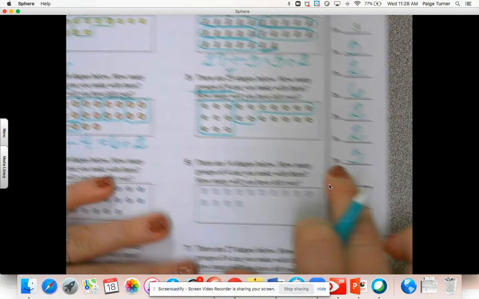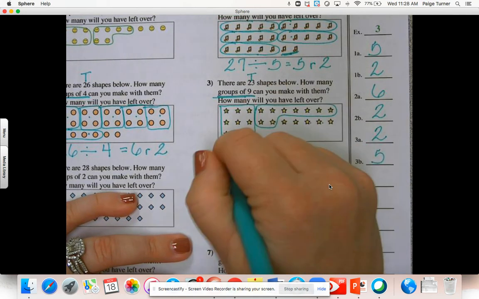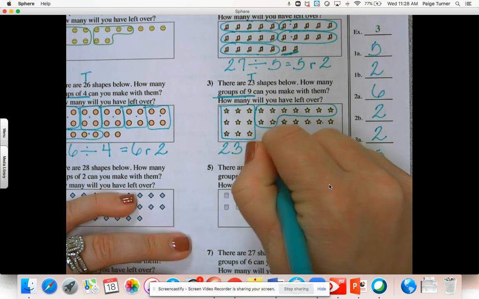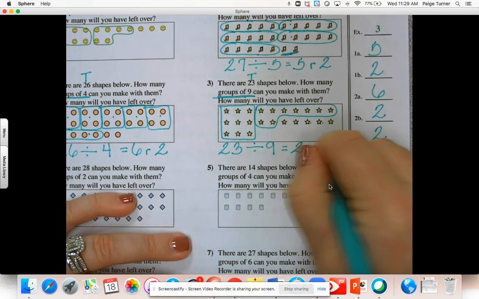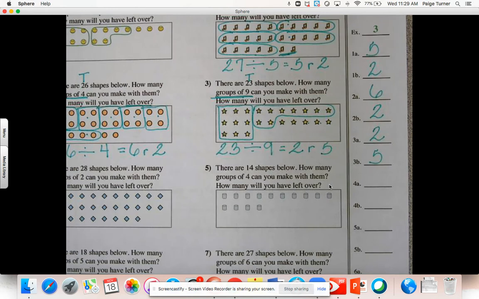Okay. All right. So now if we were to write this as a division problem, what would that look like? Well, it would look like our total, which was 23 shapes in all, divided into groups of 9, which gave us 2 groups with a remainder of 5 shapes. So that would be 23 divided by 9 equals 2 remainder 5.